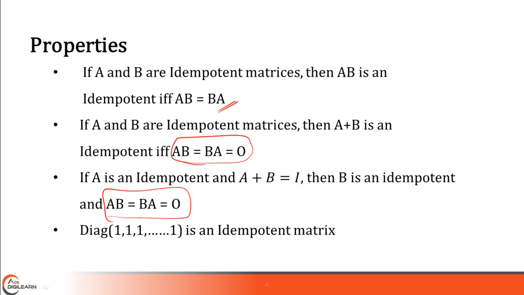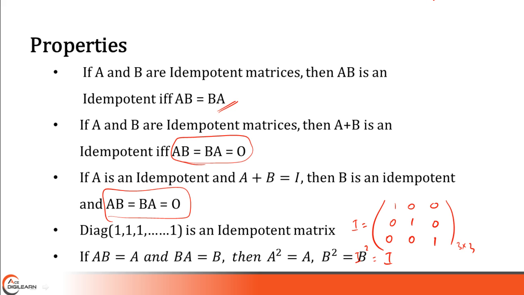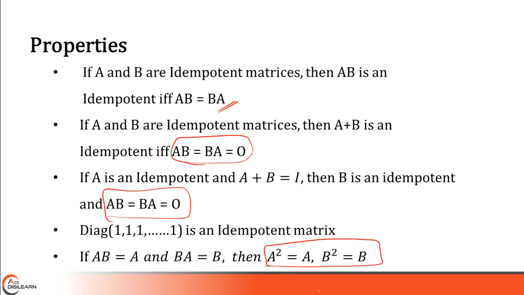The diagonal matrix with 1, 1, 1 and so on is an idempotent matrix, which you get like this. For an example of order 3, we get an identity matrix, which is denoted with the letter I. As we know, I square will always be I. So I is an idempotent matrix, we can say. If AB equals A and BA equals B, then we can conclude that A square equals A and B square equals B, which is a very important property.